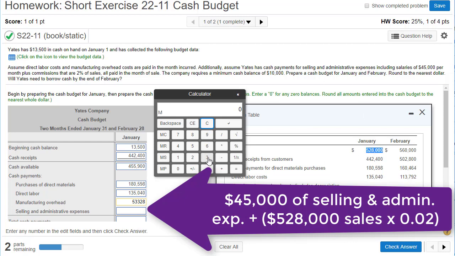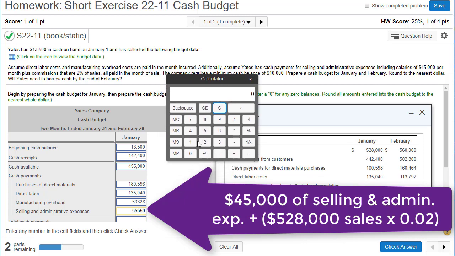So I'm going to type in 528,000 times this 2%, times 0.02 equals, and now I want to add that to the 45,000. So to do that, I hit MP for M plus. Now if I want to see the number that's in memory, I hit MR for memory recall, and there's the number. So this result of 55,560 is just $45,000 plus 2% of sales. Now I'm done with memory, so I can clear memory, and I can clear that number too.